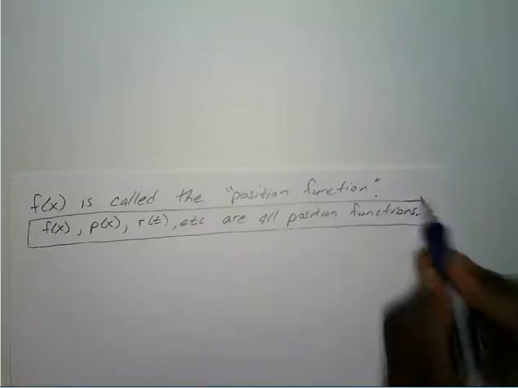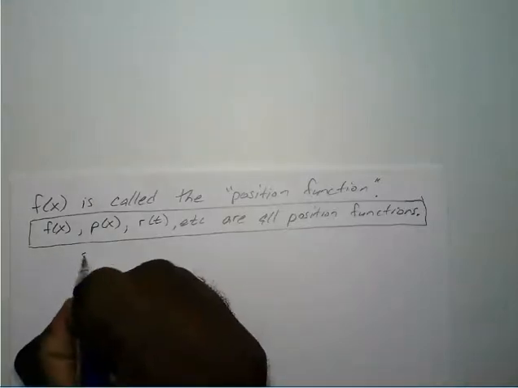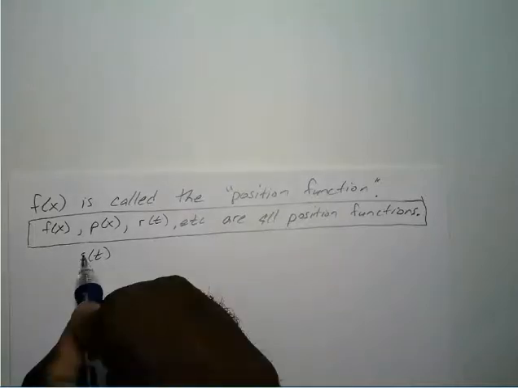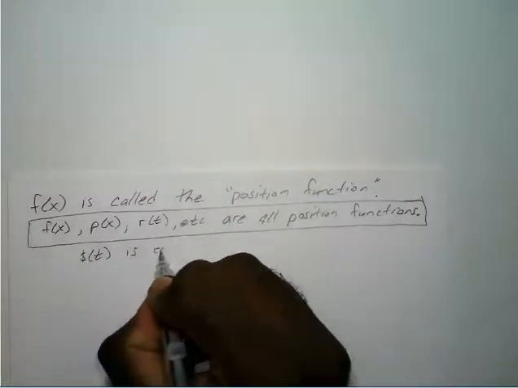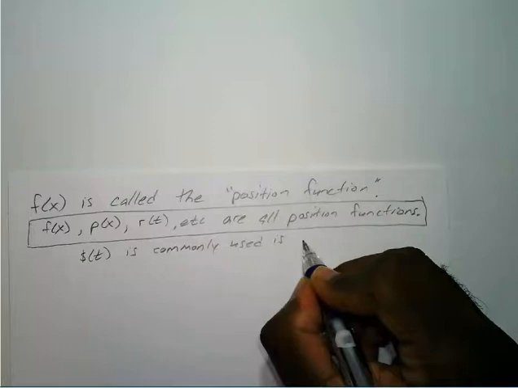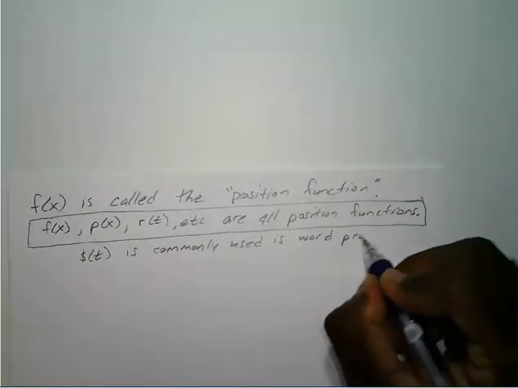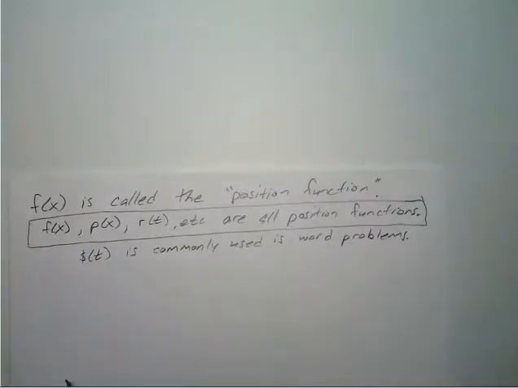Okay. Now, the position function that's most often used in story problems is s of t. And I'll just draw a line down the middle of my s. It is commonly used in, I'll say, word problems where knowing the position function is necessary.